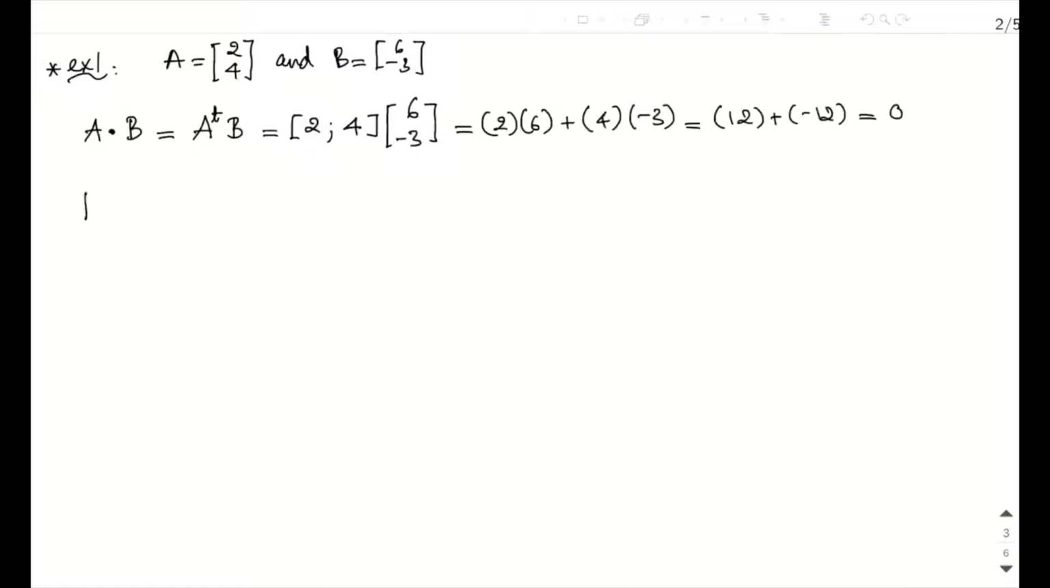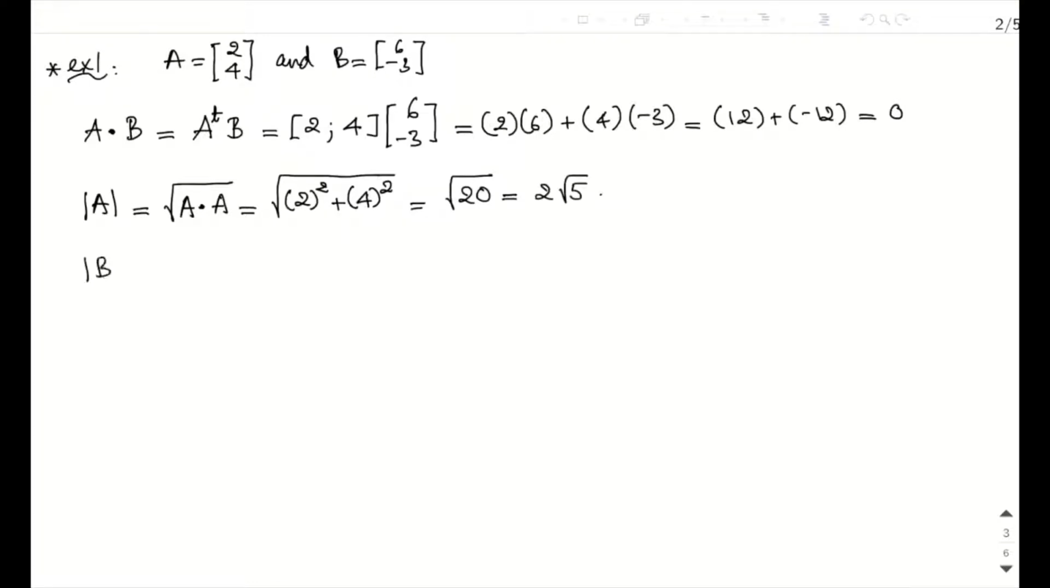Next, we are going to compute the length of A. The length of A is the square root of A dot A. And by the formula we have in the previous slide, we are going to just square the first entry of A and square the second entry of A, and then add the squares together and take the square root. So it's going to be square root of 20, and that is going to be 2 root 5. Similarly, the length of B is going to be 3 root 5.